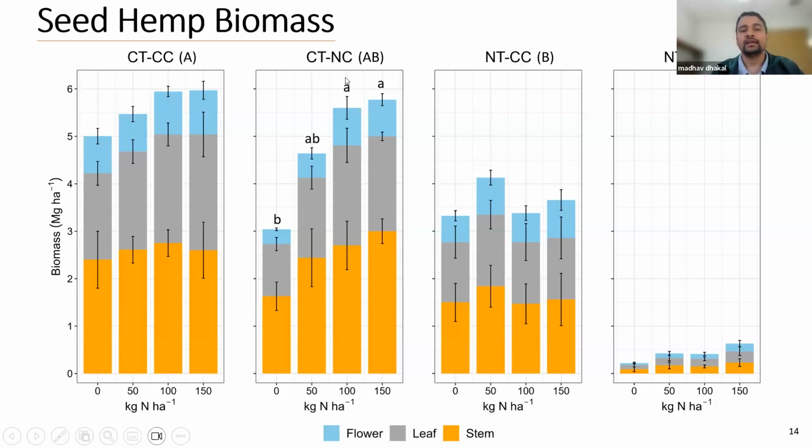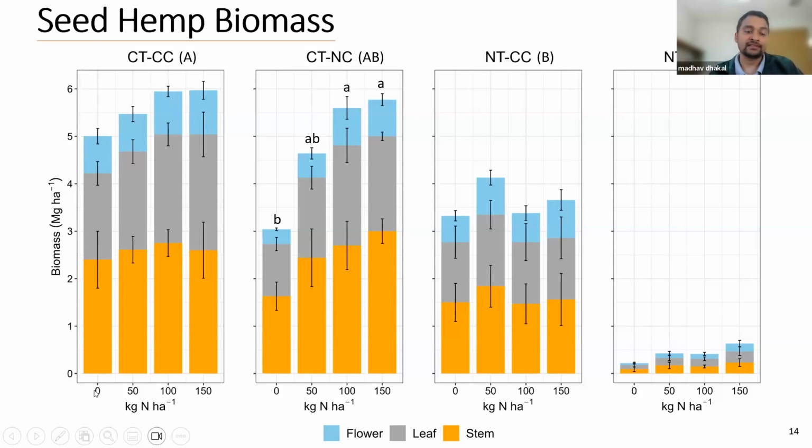The second one, hemp followed no cover crop. There was no cover crop before hemp, but it was tilled before hemp planting. The other 2 are no tillage with cover crop, the third one, and the last is no cover crop, completely weedy plots. The yellow color is for stem biomass, gray color is for leaf biomass, and the blue color is for the flower, inflorescence biomass.